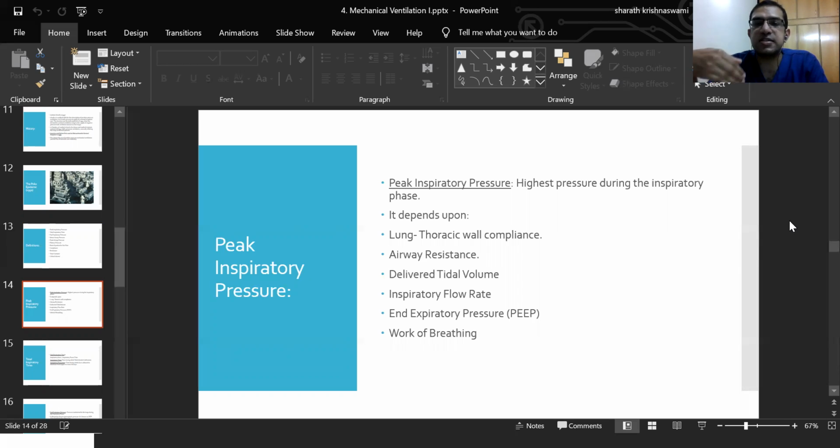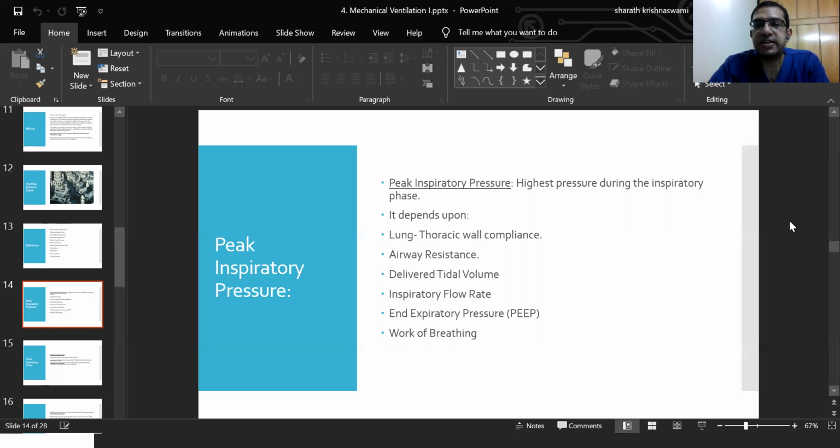Airway resistance is the resistance offered by the airway to the flow of air into the patient while the patient is taking a deep breath or during inspiration. The delivered tidal volume is the volume of air or gas that enters the patient and is achieved by the patient during mechanical ventilation. The inspiratory flow rate is the amount of volume per unit time that the patient is getting administered. It is measured in liters per minute.